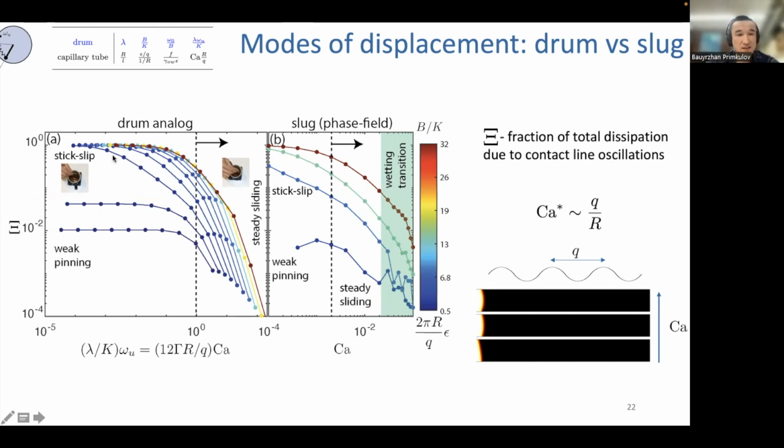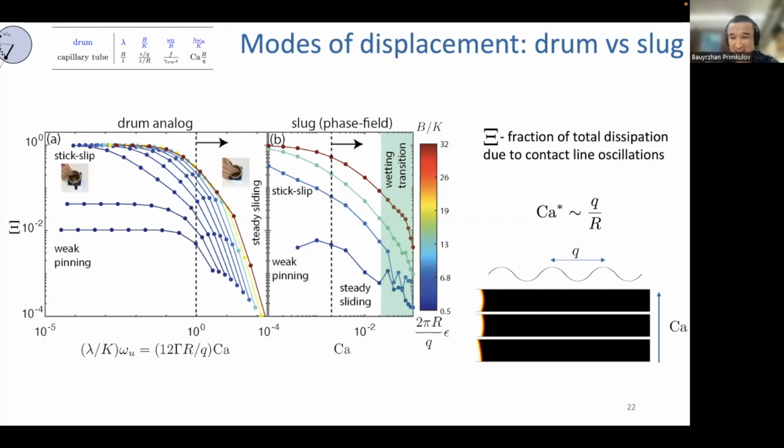So you would see that you would get very different displacement regimes depending on these two parameters. And you would get a transition from something that looks like a stick-slip motion to something that looks like a steady sliding if this time scale parameter is smaller or bigger than 1. Now, if you go back from this drum analog to the actual capillary tube, you would see that this time scale parameter is actually just a rescaled capillary number. And it's rescaled by Q over R, where Q is the wavelength of this roughness that we've assigned, and R is the radius of the tube.